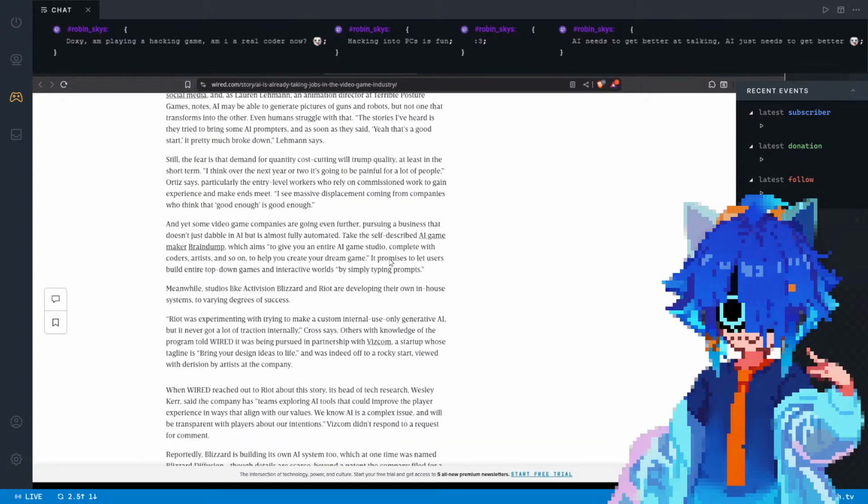Still, the fear is that demand for cost cutting will trump quality, at least in the short term. I think over the next year or two, it's going to be painful for a lot of people, Ortiz says, particularly the entry-level workers. So that is the other place where we need to think about.